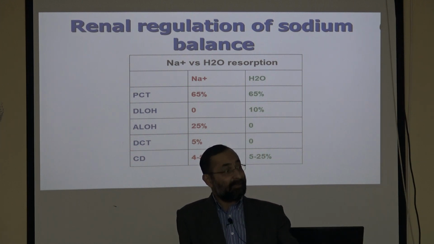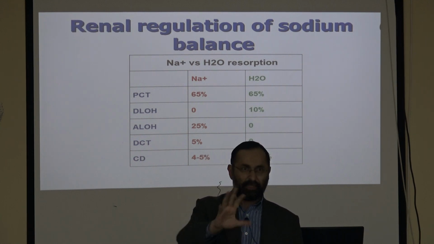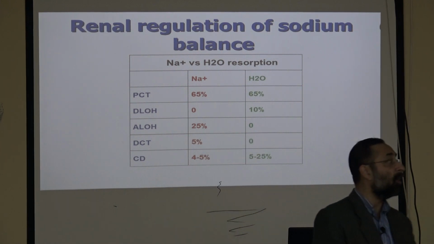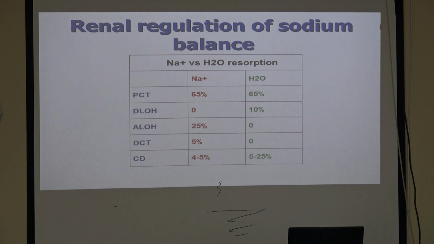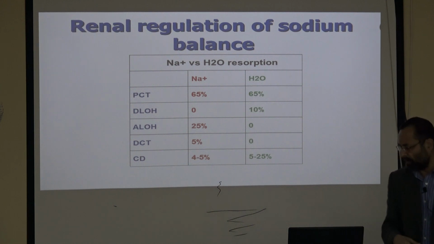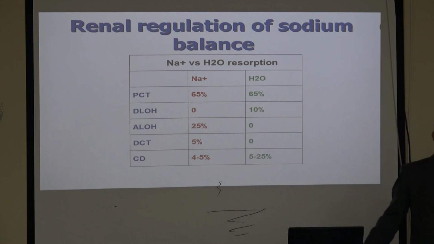Now in the last part, in the distal convoluted tubules and collecting ducts, will it be hormone dependent or hormone independent? It will depend on how much hormone is present. Is it available or not available, present or not present, and then you will see that. And you can see different 5%, 4 to 5%, depending upon the hormones you are looking at. Okay? What do you think about water?